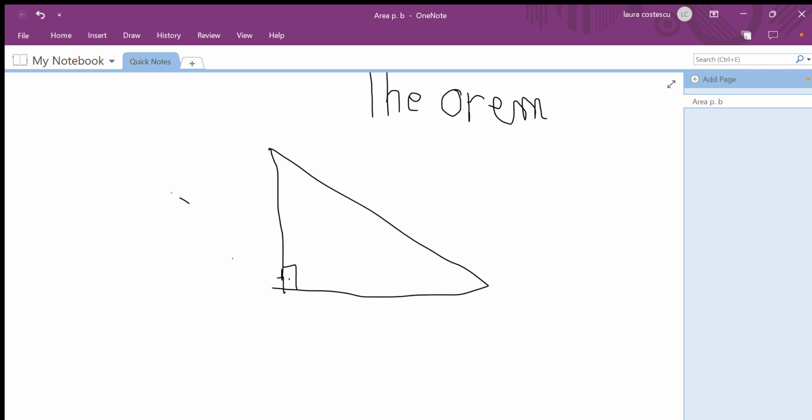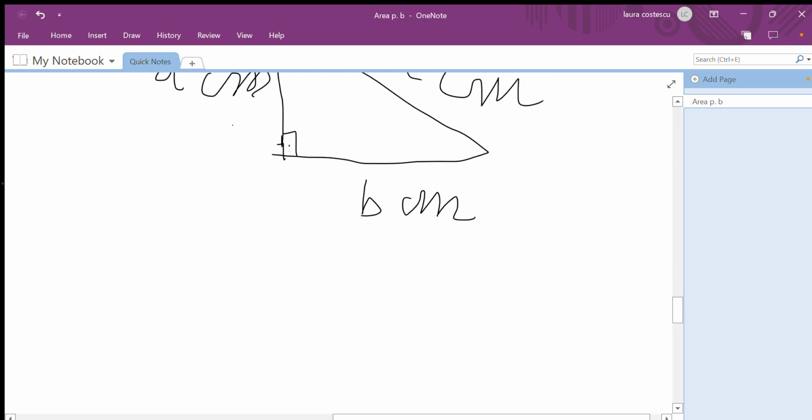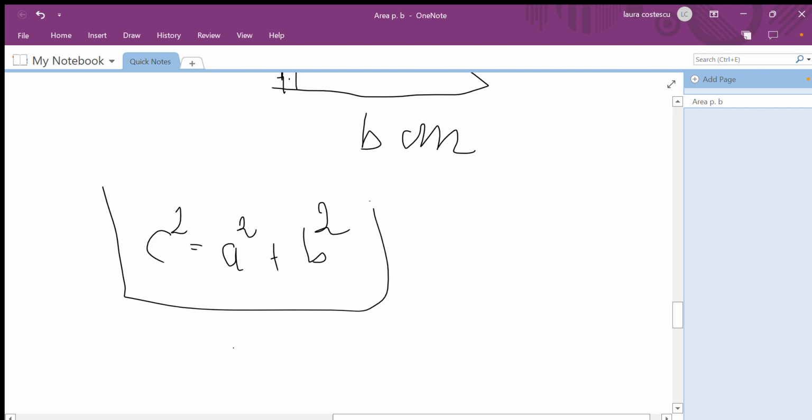and this equals 8 centimeters. We don't know the values of b centimeters and c centimeters. We don't quite know the values yet. So, how much is c squared? Well, c squared will be equal to a squared plus b squared, right? So here we got our very important formula.